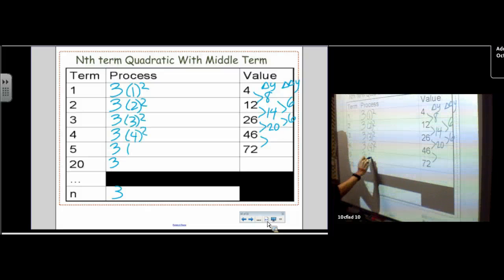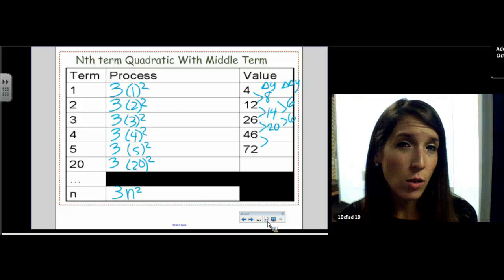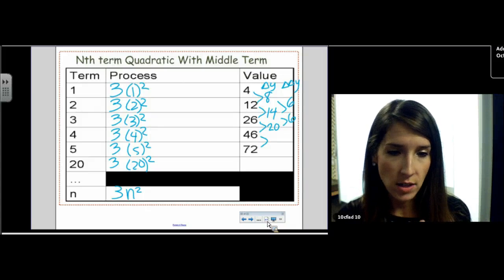By the way, on a quiz, all I'm going to ask you for is the 20th term and the nth term. So you don't have to show all your work in the process columns if you are able to find the answer without showing all your work. So you do not have to do that.